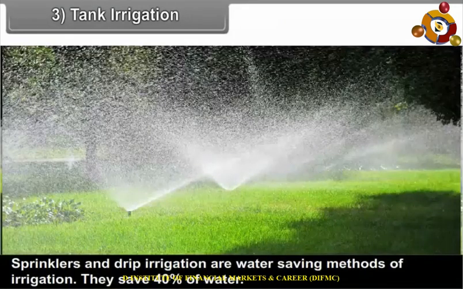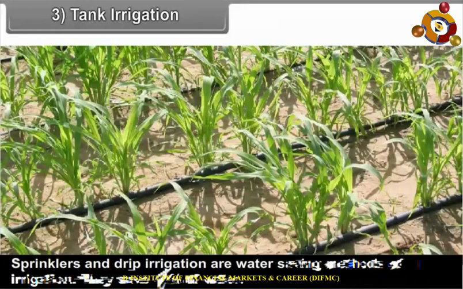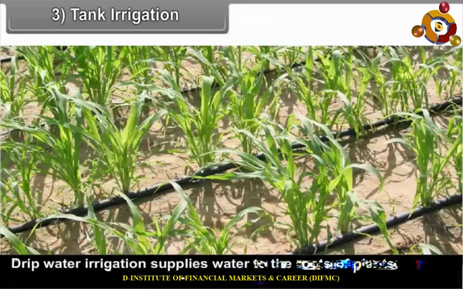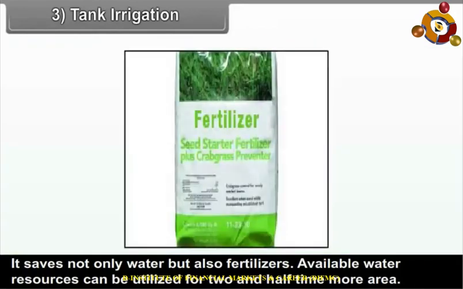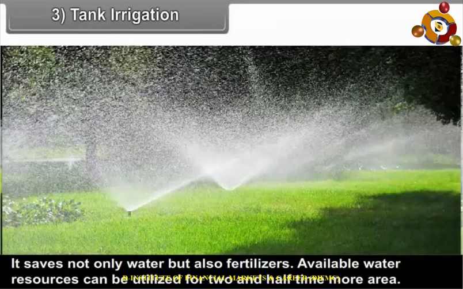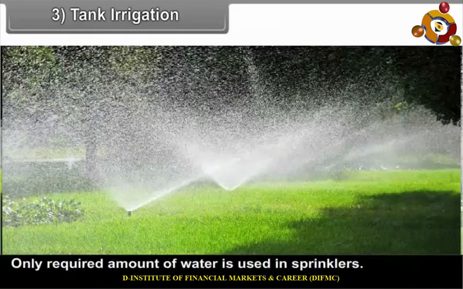Sprinklers and drip irrigation are water-saving methods of irrigation. They save 40% of water. Drip water irrigation supplies water to the roots of the plants. It saves not only water but also fertilizers. Available water resources can be utilized for 2.5 times more area. Only required amount of water is used in sprinklers.